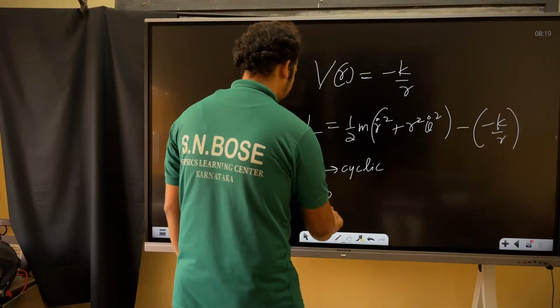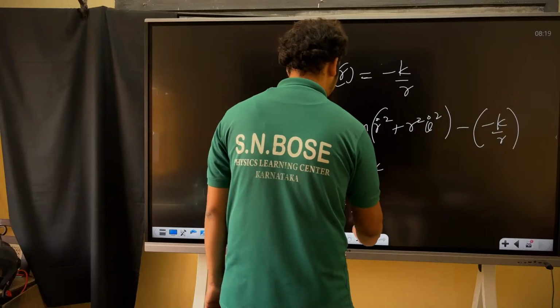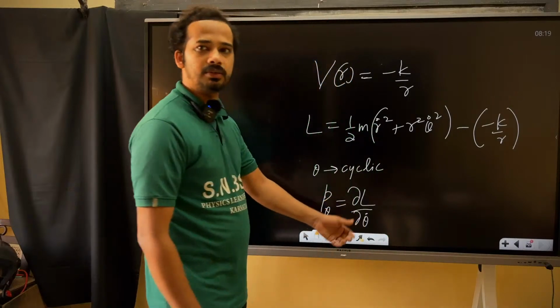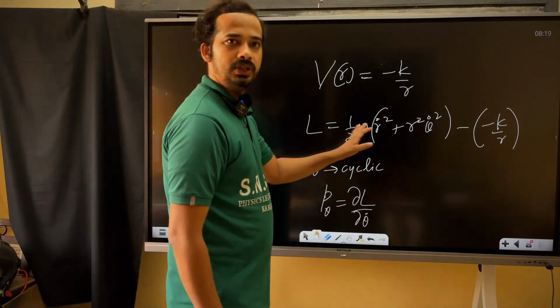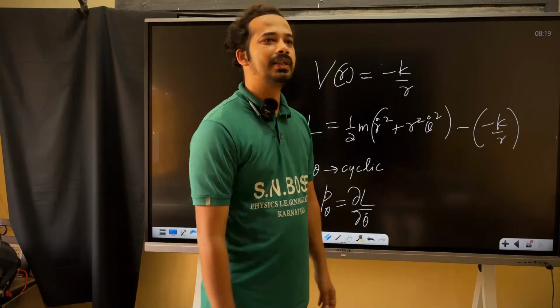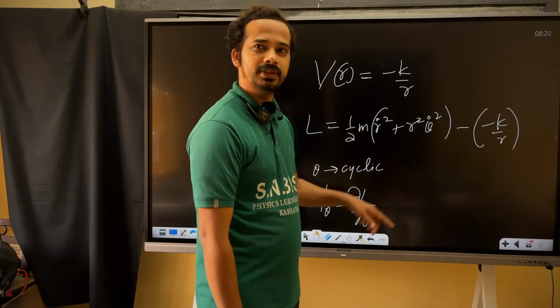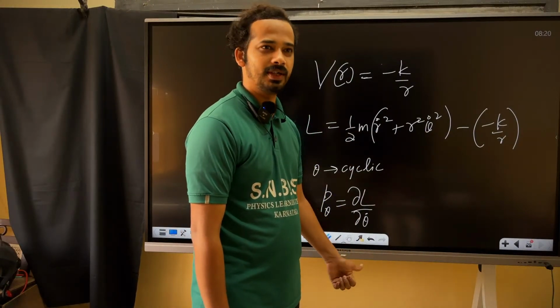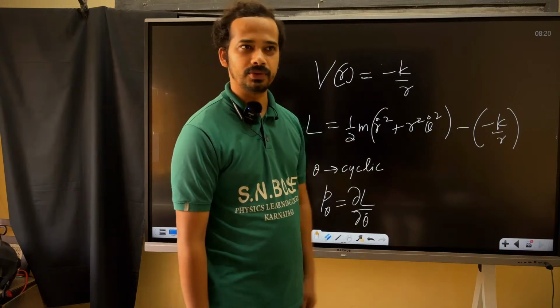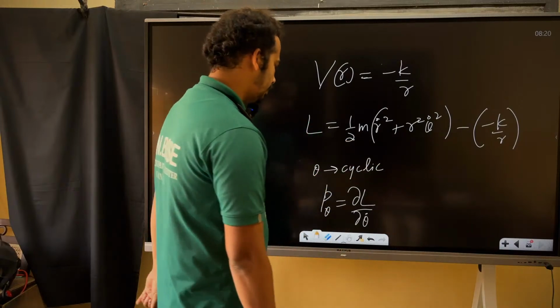Then p theta is equal to dou L by dou theta. P theta is angular momentum. Motion is restricted to a plane. That argument is from angular momentum conservation only. Then we go for two-dimensional motion. Be careful.